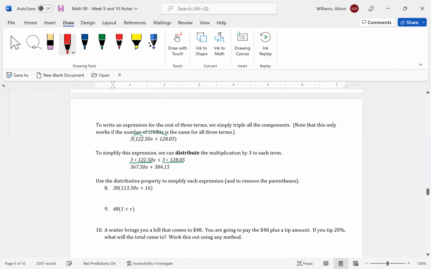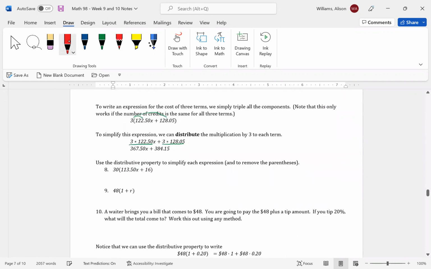Coming back down here, if we use the 3 terms, they're distributing the 3, and as you can see, they multiply 3 times 122.50 and 3 times 128.05, which comes out to, if you grab your calculator, 3 times 122.50 is 367.5. 3 times 128.05 is 384.15. So those multiplications are giving us those numbers.